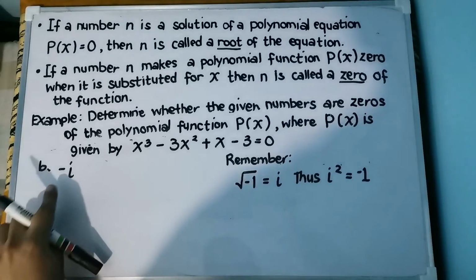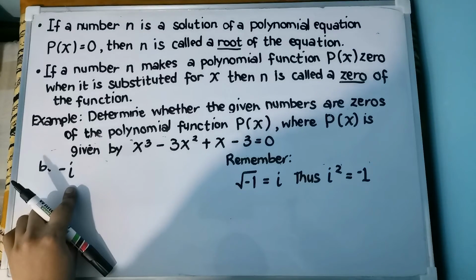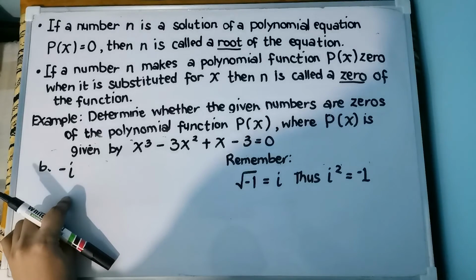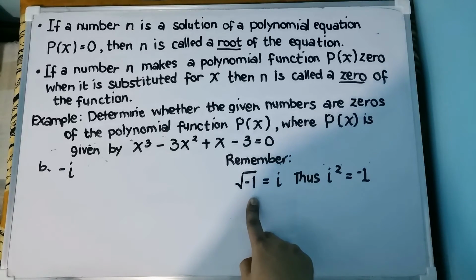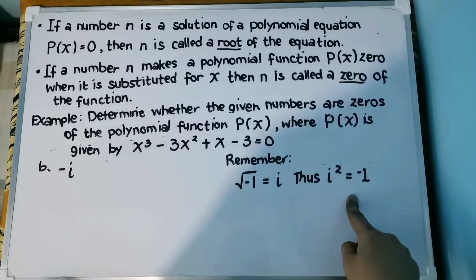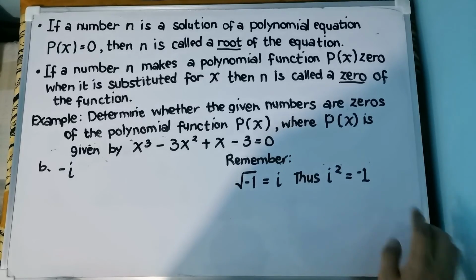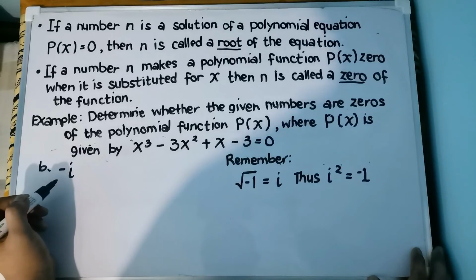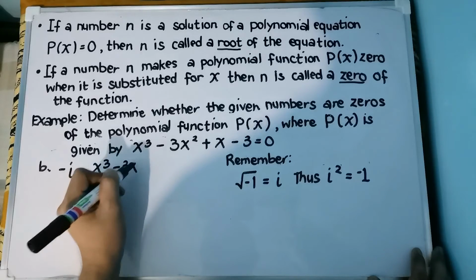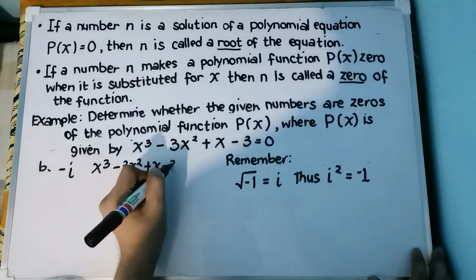So how about negative i? So I know yung iba sa inyo ay hindi familiar sa negative i. So i stands for imaginary. So, that's the time na nagkakaroon tayo ng imaginary kapag kumukuha tayo ng square root wherein yung number sa loob ng radical sign ay negative. Remember, square root of negative 1 is equal to i. Thus, i squared equals negative 1. Okay? So, we just substitute negative i to our polynomial function x cubed minus 3x squared plus x minus 3 equals 0.